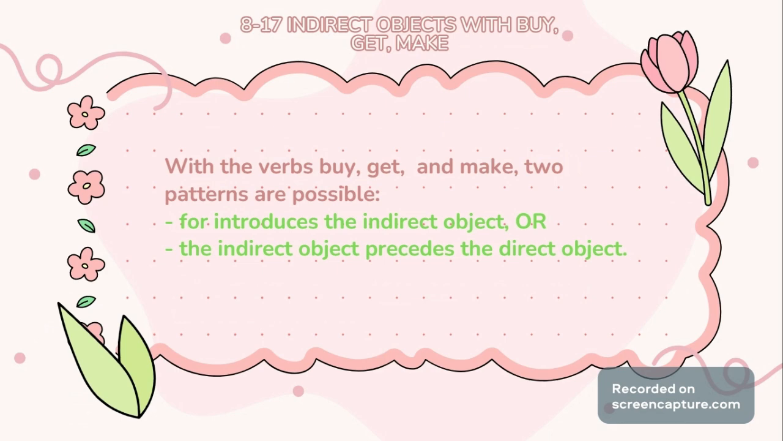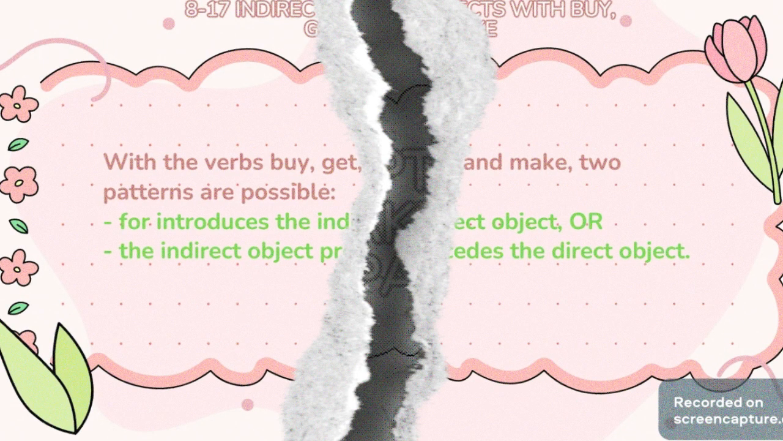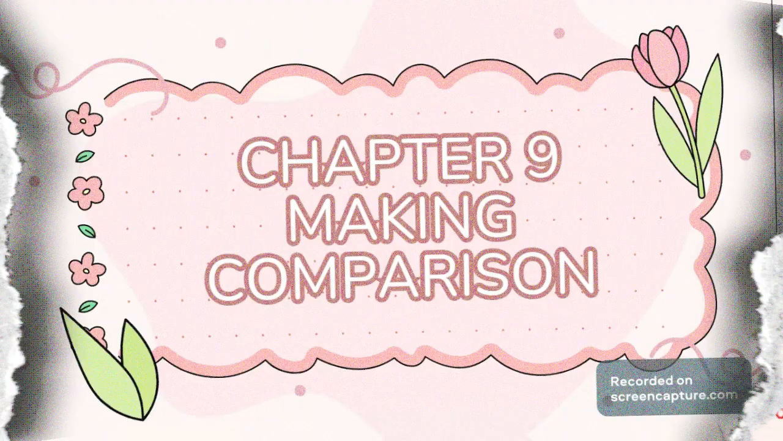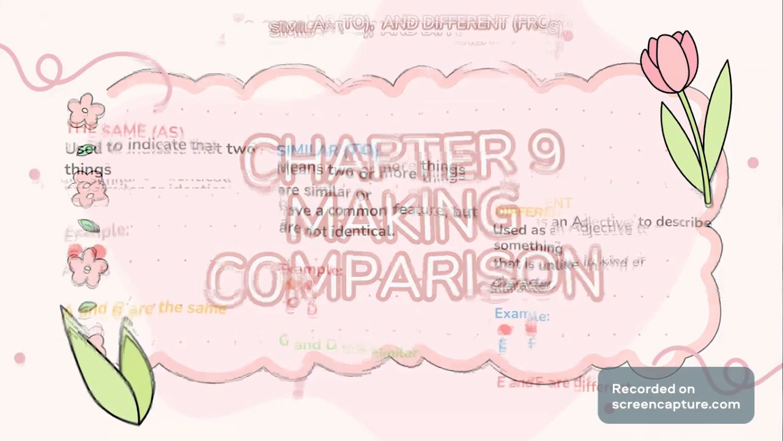Next, indirect object with buy, get, make. With the verbs buy, get, and make, two patterns are possible. So, for introduce, the indirect object or the direct object precedes the indirect object.